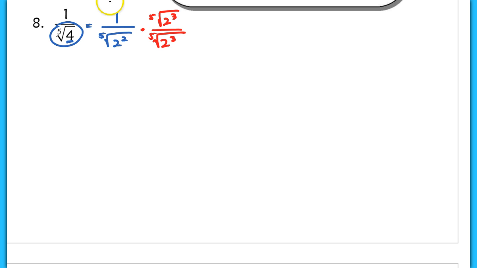The reason why I'm doing that is because now I can add those exponents, and that'll give me the 5th root of 2 to the 5th. So in the denominator, I now have the 5th root of 2 to the 5th power. In the numerator, I have the 5th root of 2 to the 3rd, which I'll rewrite as 8. Now in the denominator, because I have the 5th roots here, those will cancel and leave me with just the 2 in the denominator, so I've rationalized the denominator. In the numerator, I can't reduce the 5th root of 8 any further.